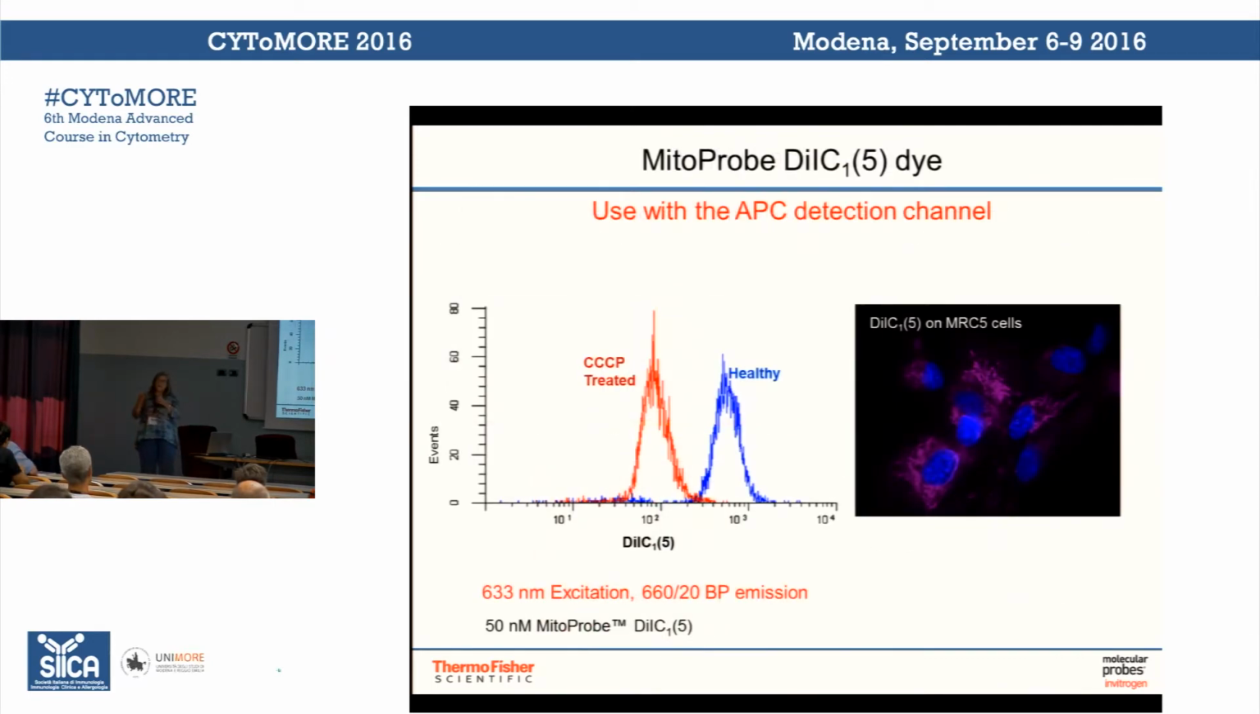Another old-time probe is MitoProbe DiIC1(5). What I like about this is it's in the APC detection channel. And again, you have healthy mitochondria that have a nice fluorescence intensity that is lost with the loss of mitochondrial health.